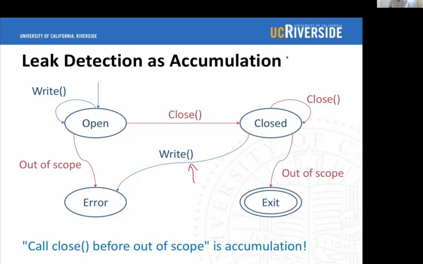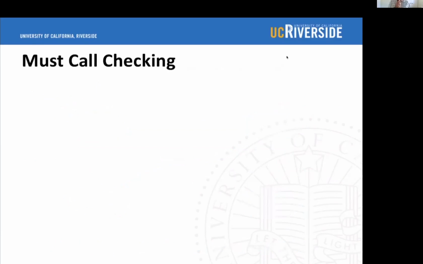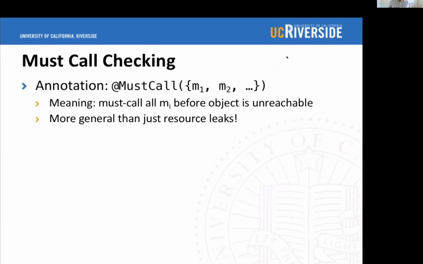And this property of call close before you go out of scope is exactly similar to the called methods properties we were checking before. It's an accumulation property. So we've been working on a checker for this. And the property that we're trying to check here, we write it as must call. So you can write this annotation on a type, and it means that you have to call all these methods before any object of this type goes out of scope.